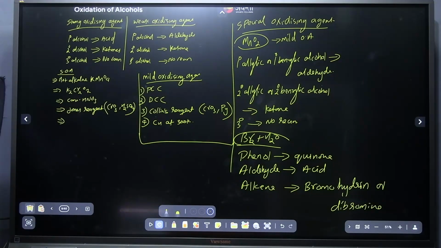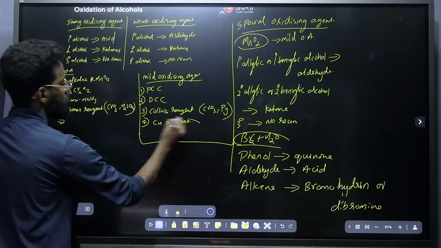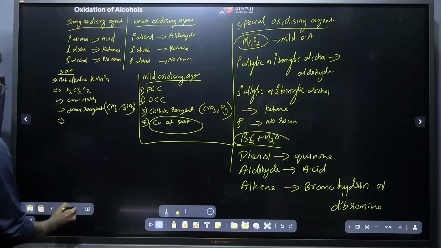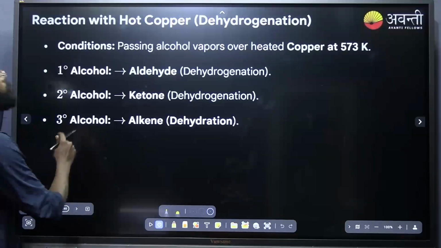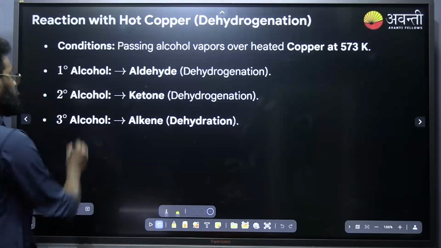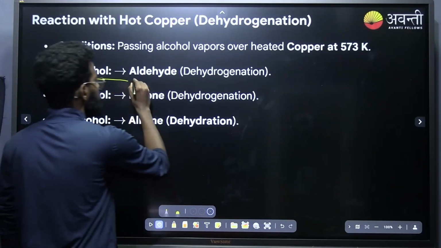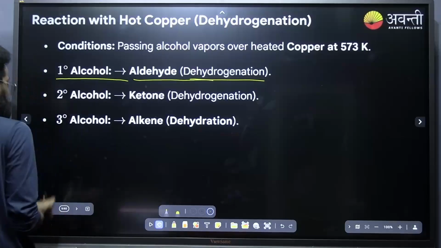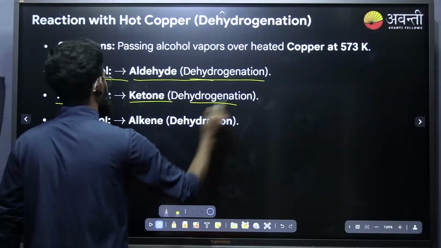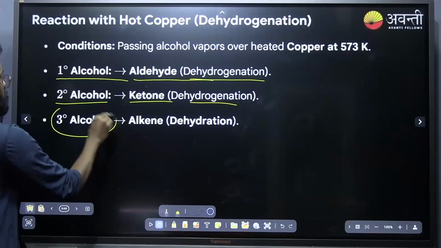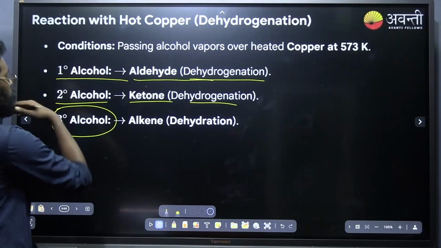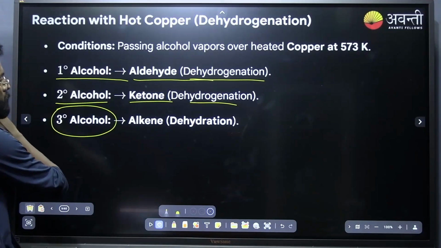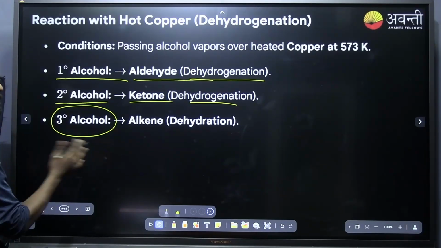Yes. Now here one more point I want to discuss, that is about copper. Copper is a mild oxidizing agent. It will convert primary alcohol to aldehyde by dehydrogenation, and secondary alcohol to ketone by dehydrogenation. And normally we know that tertiary alcohol doesn't have oxidizable hydrogen, so there won't be any reaction.